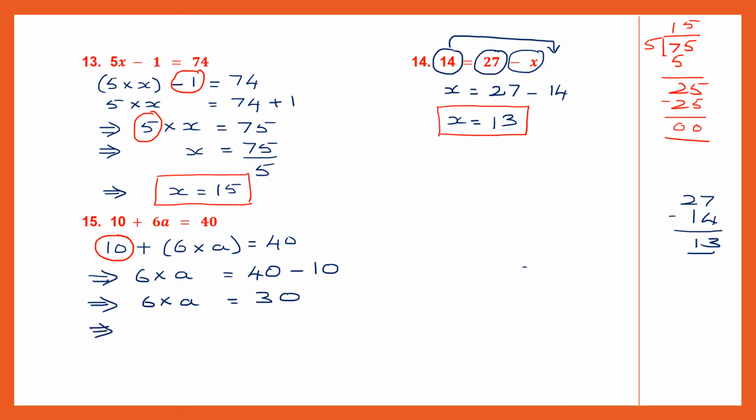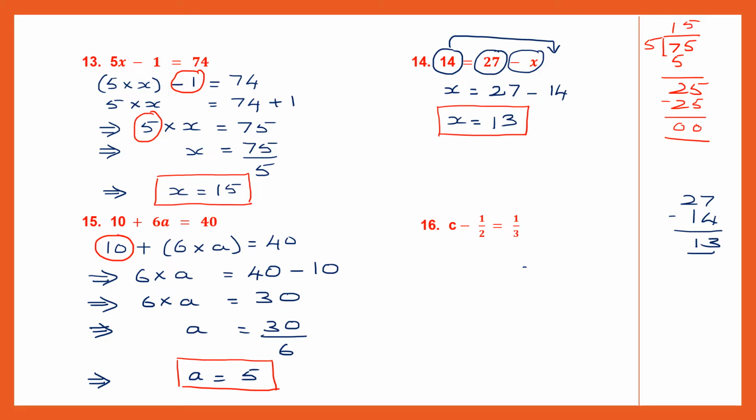Now to find the value of a, we write 30 divided by 6 because it is multiplication on the other side. 30 divided by 6 is 5. 6 5s are 30. So the value of a is 5. So this is our answer. a is equal to 5.